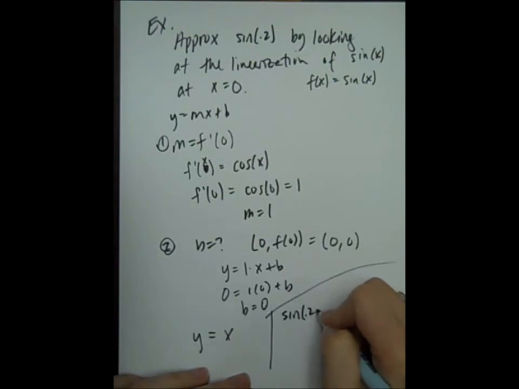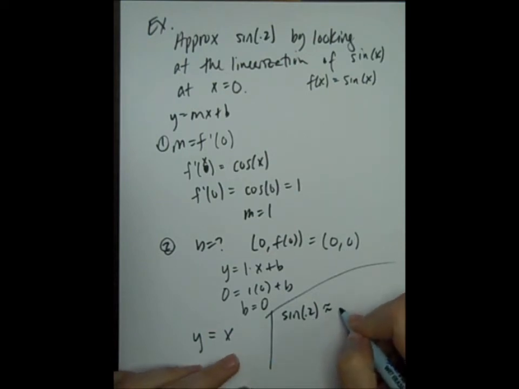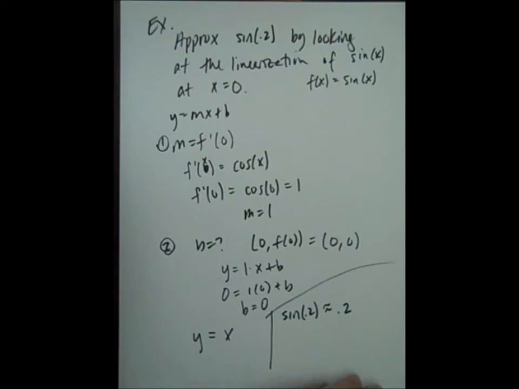Now I'm going to actually answer the question. Sine of 0.2, I'm going to be plugging in 0.2 for my x value to my tangent line. So if I plug in 0.2, all I get is 0.2. So that tells me that sine of 0.2 is approximately 0.2. So those are the two types of problems that you're going to see in this section. You're either going to have a difference in function values or actually finding the function value.